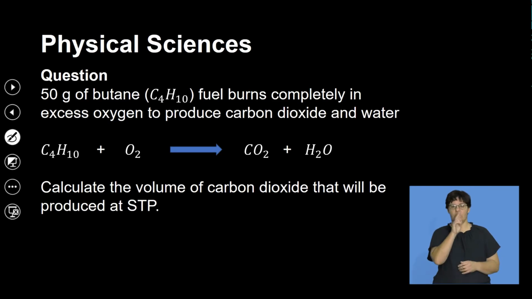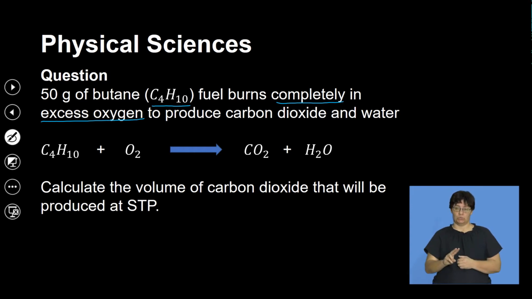Now let's look at more questions as far as stoichiometry revision is concerned. This question says 50 grams of butane. Butane is a hydrocarbon. It consists of carbon and hydrogen. So it is used as a fuel and it burns completely in excess oxygen to produce carbon dioxide and water. If the statement says it burns completely, it means all the butane is used up in the reaction, meaning butane is our limiting reagent, and oxygen is in excess because we are told that this combustion process takes place in excess oxygen to produce carbon dioxide and water.